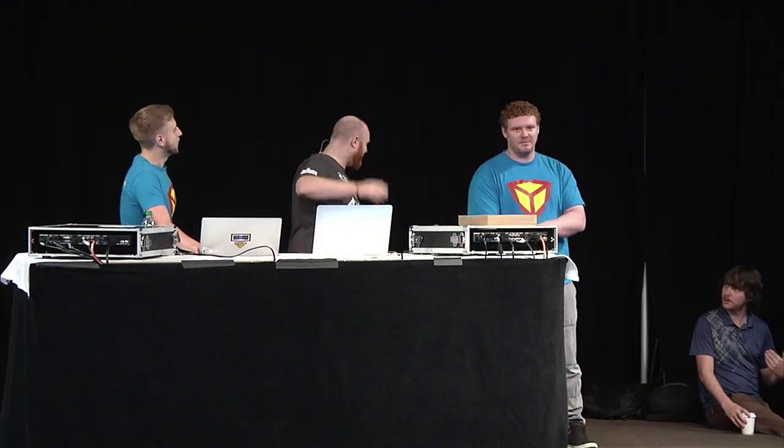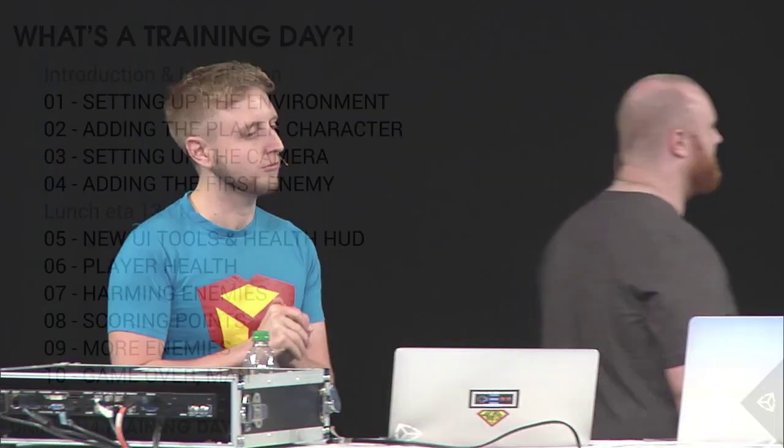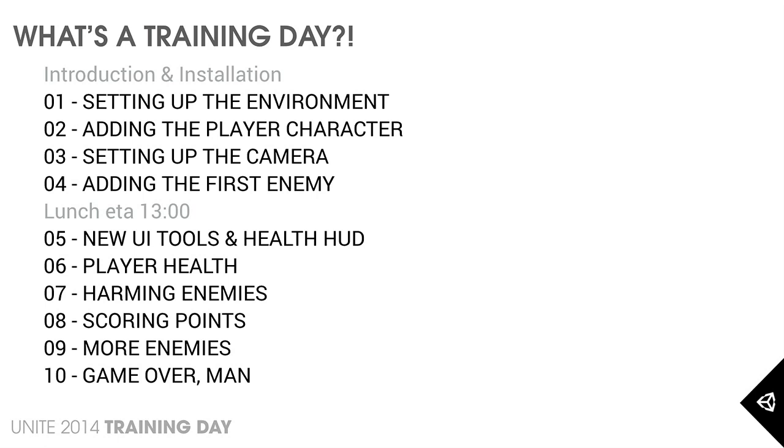So what is Training Day? What will we be doing today? The Training Day, as you can see from the screens, will be split up into 10 phases. We have a provisional lunch at around 1 o'clock. We'll try and stick to that as best we can. We're stopping at phase 4 for lunch. The phases are different lengths, so it's not really a hard and fast setup.